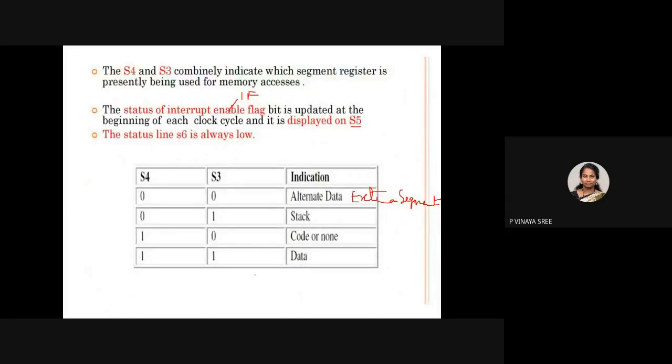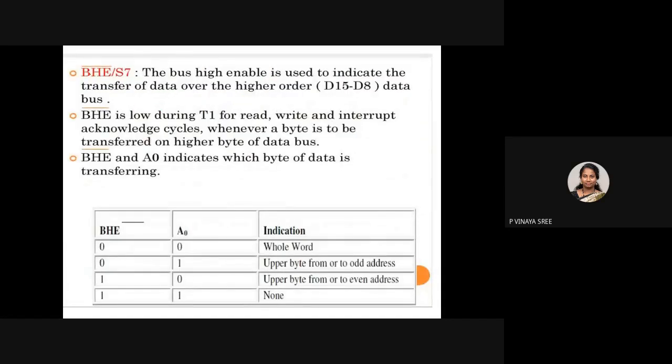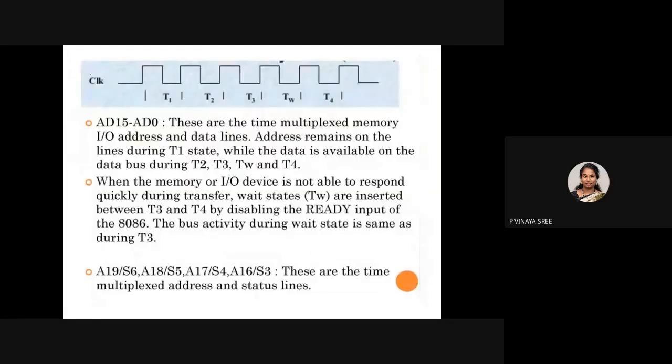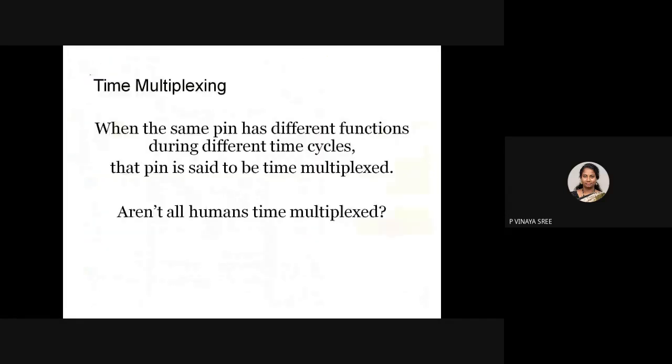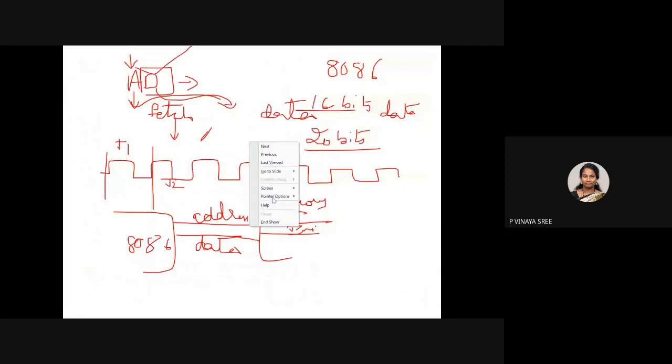Okay. Now coming to BHE bar. This we have discussed clearly with the help of the memory banking concept. Now I will give the combinations, and you try to answer. So let me clear this. We need to discuss the bus high enable pin combined with S7.